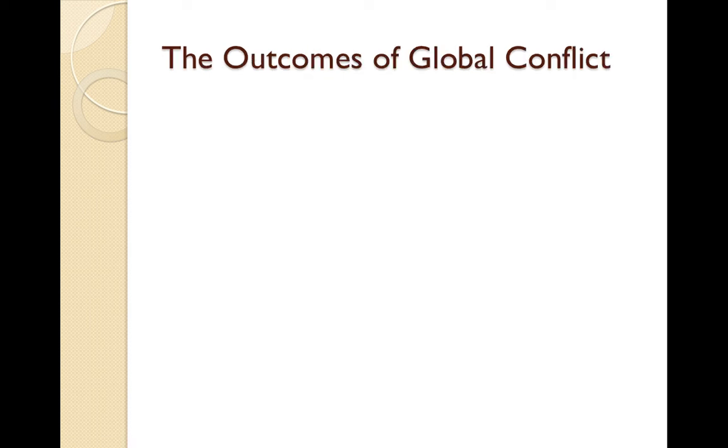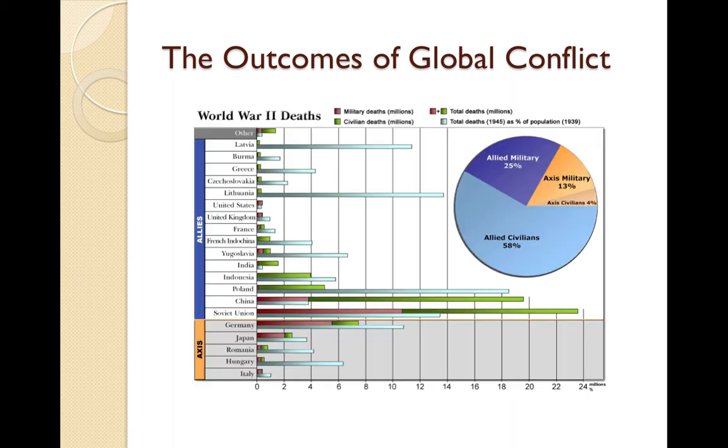The next heading is called The Outcomes of Global Conflict. The war had a number of significant effects. Unprecedented military losses, especially in the Soviet Union and China. This graph shows that. Here you can see this is the loss of China, and these are the losses of the Soviet Union. Germany is down here, and by contrast, the United Kingdom and the United States are right here, much less, and that's going to become important later.